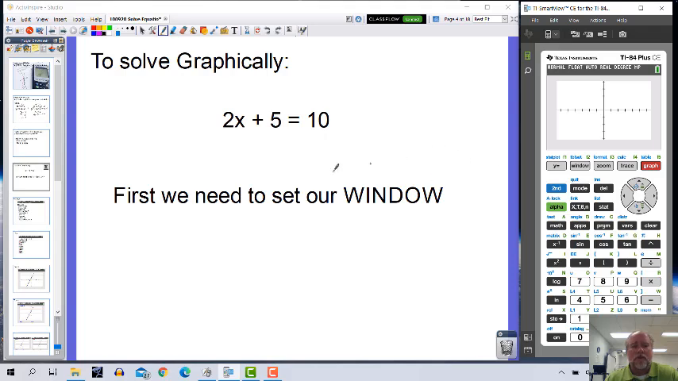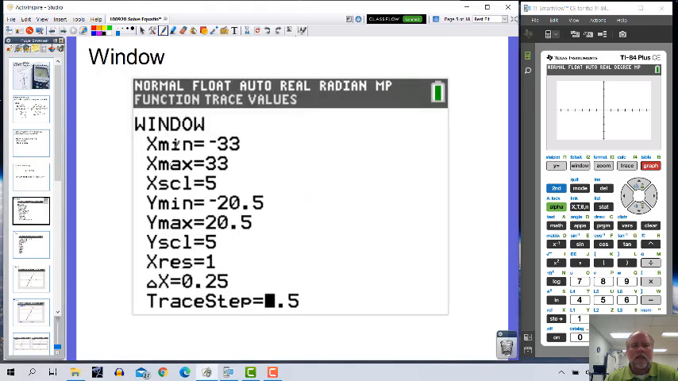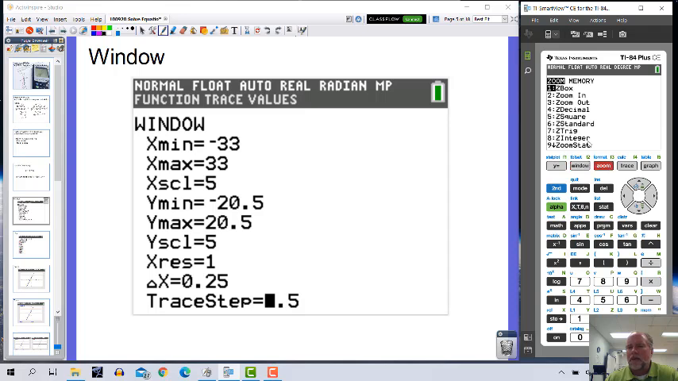Here's what we have to do first. We're going to put in this window right here. I'm going to come up to the top of my calculator and press the window button. Mine has some numbers in there right now. Yours probably has these numbers, and some of those are kind of ugly. So we're going to change these numbers to the ones that you see on the screen.